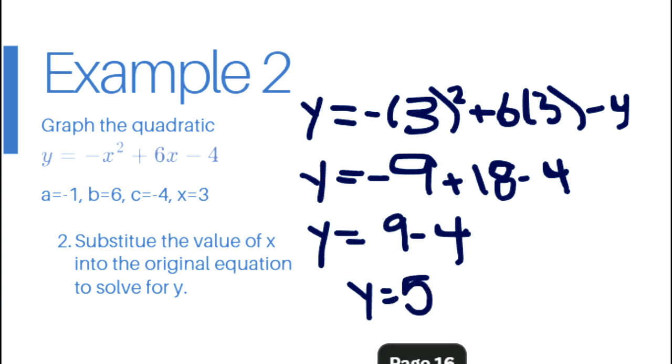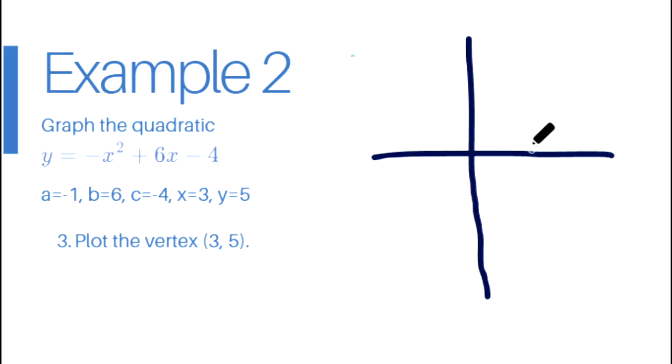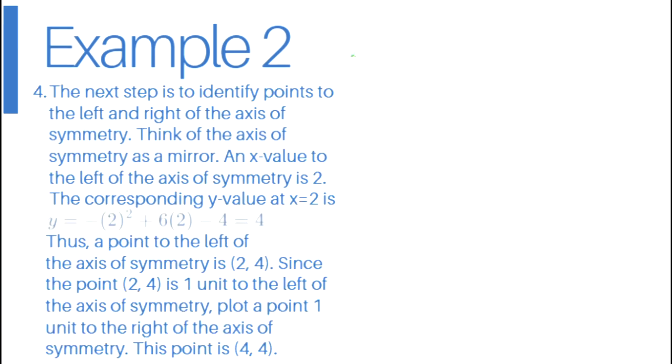So now we have our y equals 5. The vertex is therefore 3 and 5. And right here, there should be a graph, which is not showing up. So forget that, I'll just draw a really sloppy graph. We go over 1, 2, 3 on x and up 1, 2, 3, 4, 5 on y, and that's going to be our vertex. The next step is to identify points to the left and right of the axis of symmetry.